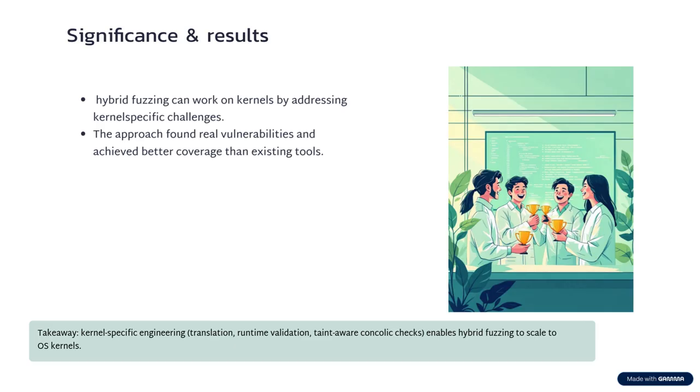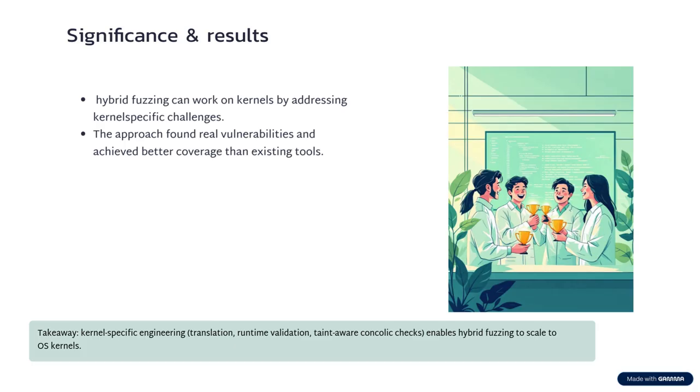So to conclude, hybrid fuzzing really shows that it can scale to the Linux kernel, but it can only scale when you address these issues and adapt to handle the issues that are present within the Linux kernel, such as indirect control flow, system call dependencies, and nested arguments.